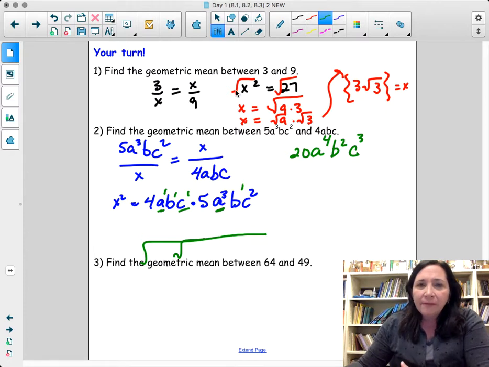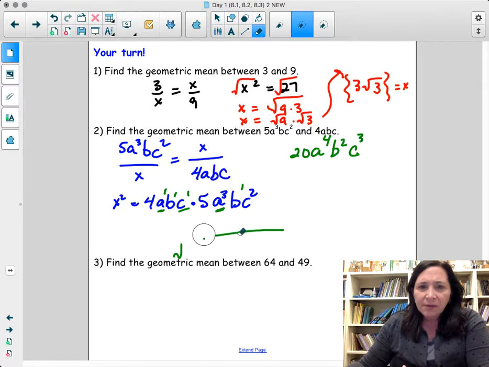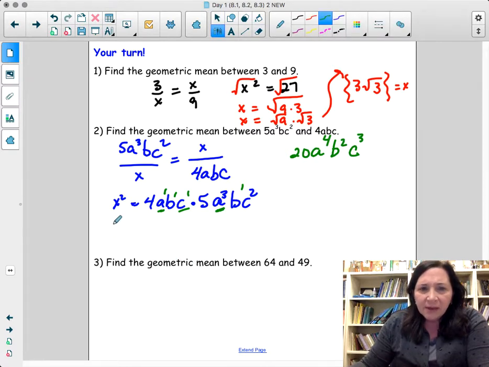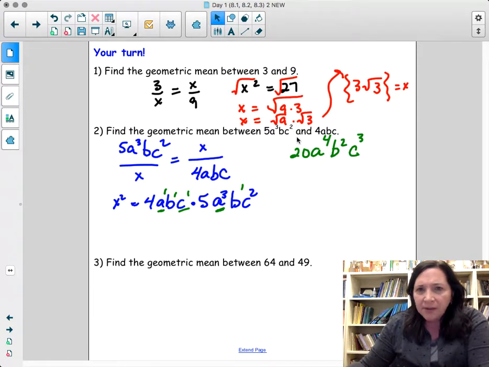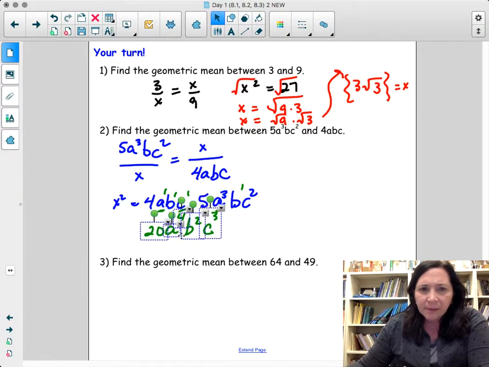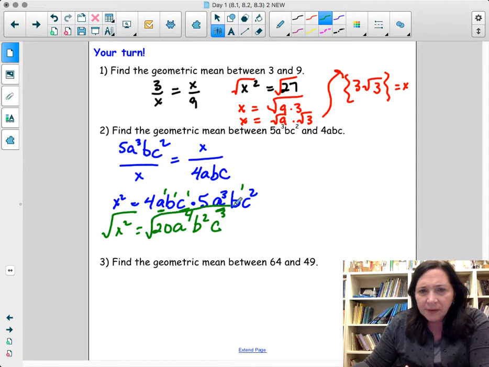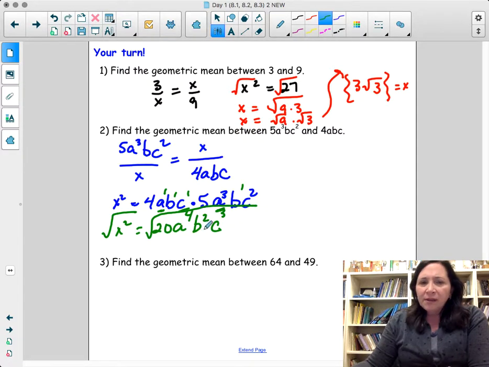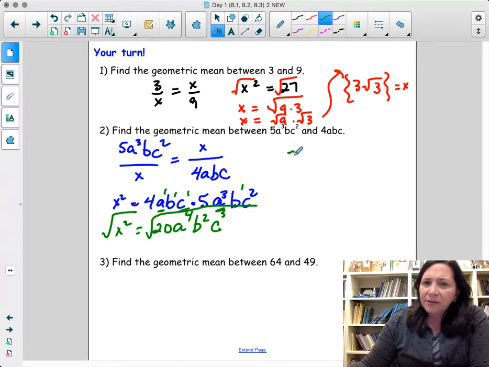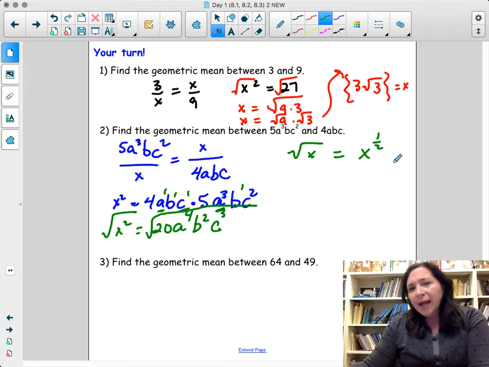So when you simplify this, x squared equals 20 a to the 4th b squared c cubed. Keep in mind, when I square root this and this, you're square rooting the whole thing. Remember what a root is: the square root of x is x to the 1/2 power. So you're actually taking a 1/2 power.